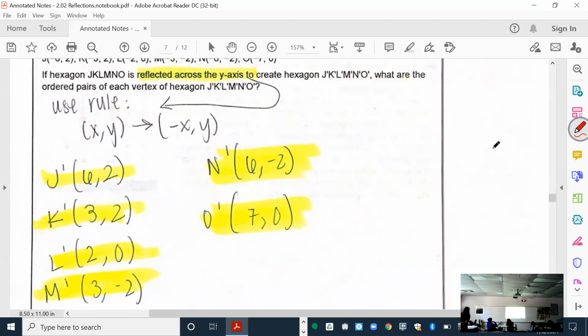All right, but notice all the y values match the original y values from the problem. All the x values just switch signs. So if it was negative to begin with, it should become positive. If it was positive to begin with, it should become negative. Right? It's like multiplying that number by negative 1. Right?